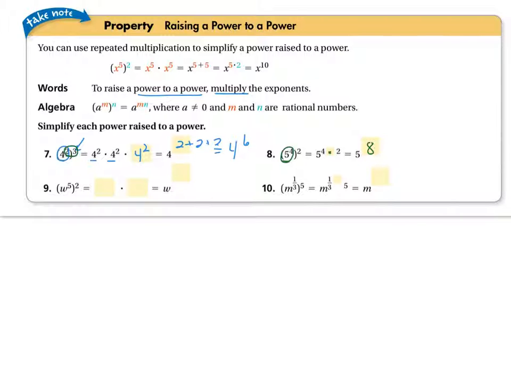W to the 5th could be written W to the 5th times W to the 5th, which of course is W to the 10th because you're going to add these. Or you can write 5 times 2, which also equals W to the 10th. So the answer is W to the 10th. M to the 3rd, again, I can write that 5 times, or I can just multiply it by 5 and get M to the 15.